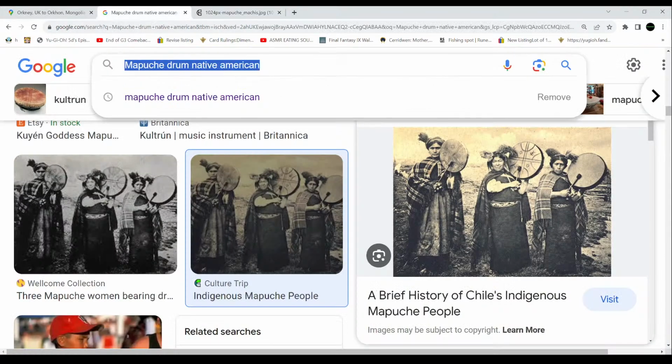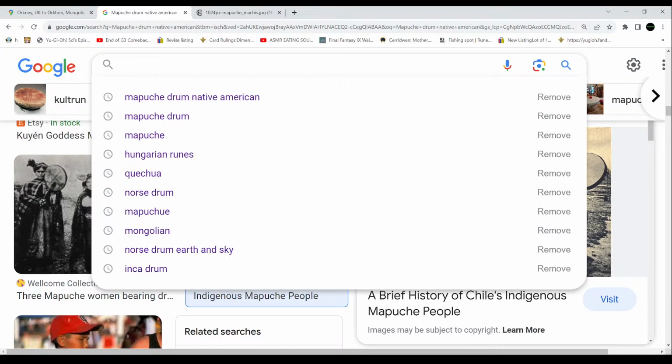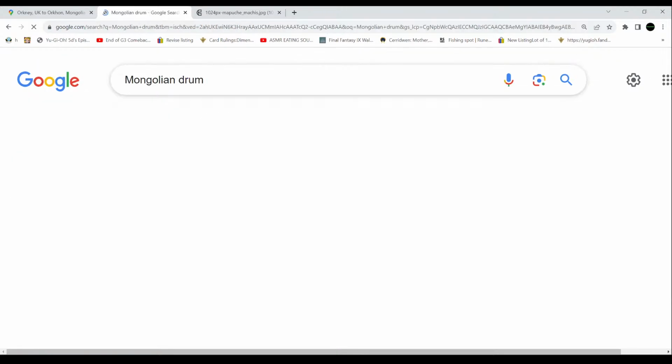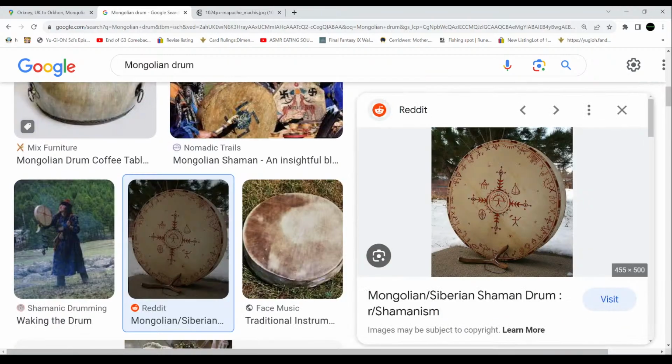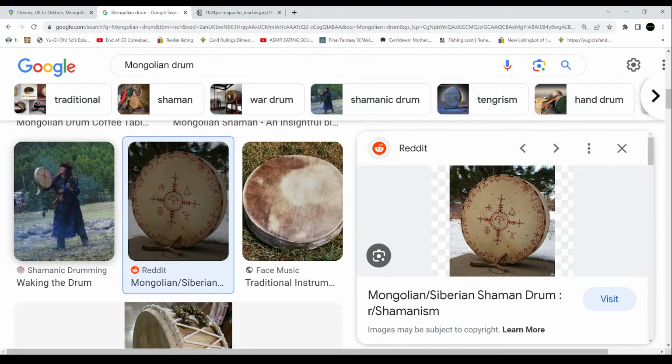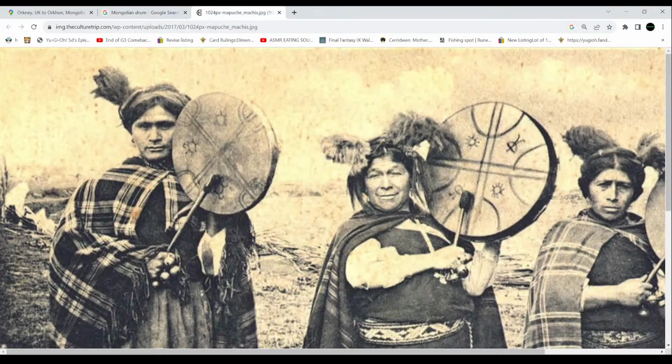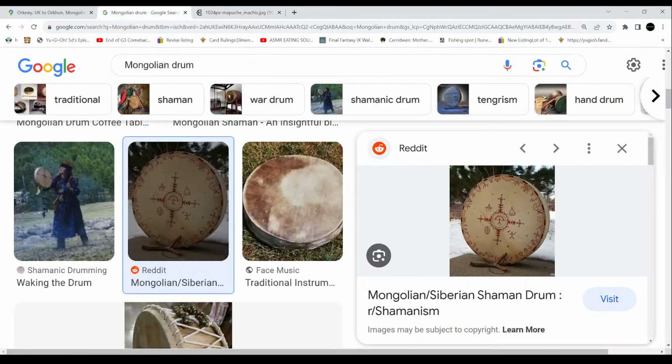I'll actually pull up the Mongolian drum. Let me see if I can get something similar. So I know this is just one example, but look at their drum and look at the Mapuche drum. Look how each direction has a symbol. Look at that, each direction. Same thing with the Mongolian drum or Siberian drum. I'm going to see if I can get more examples.